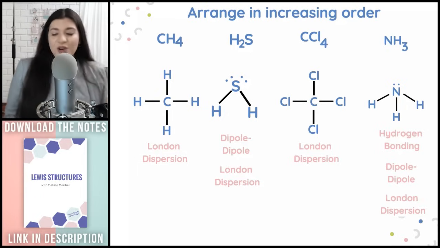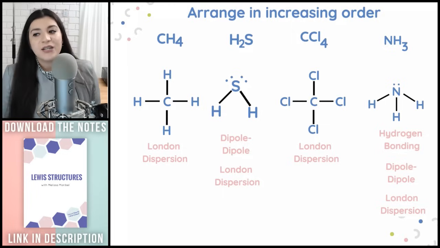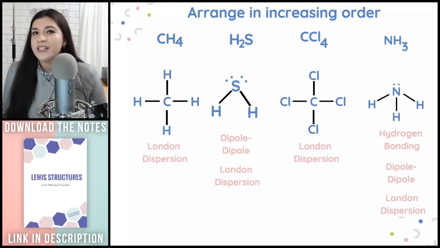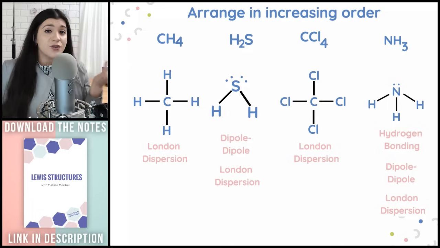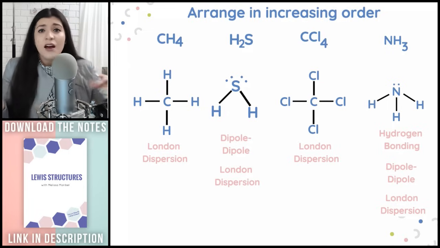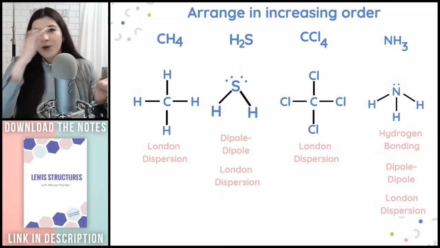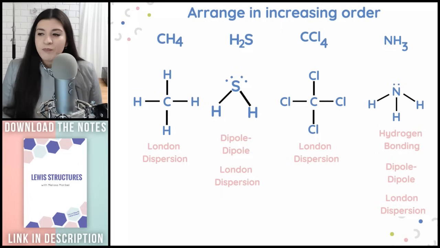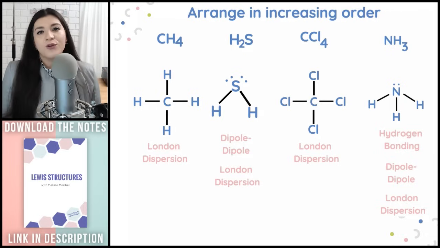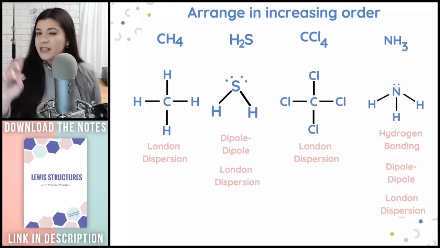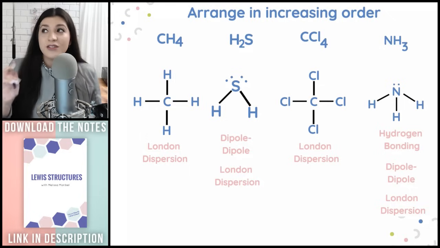Okay, so arranging something in increasing order, that's going from the weakest to the strongest, right? Going from lowest to increasing order, we're going to keep on increasing. So I'm actually going to start off with the strongest, the one that I personally know, and I'm going to put that at the end. That's the one that has the most intermolecular forces, but specifically the one that has the strongest.